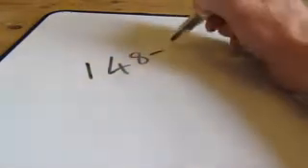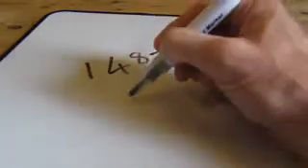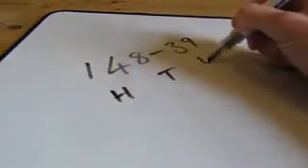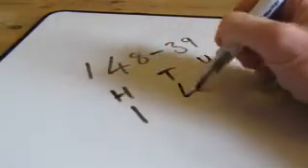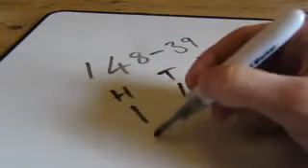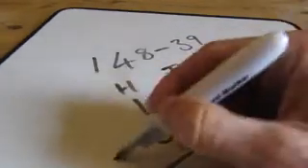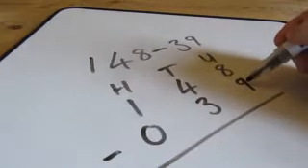Now let's have a look at how this standard method works with the hundreds, tens and units. So we've got 148. We're going to subtract 39. So this time we need our hundreds, tens and units columns. 148 subtract 0 hundreds and 39. 8 subtract 9, that's going to be a problem.